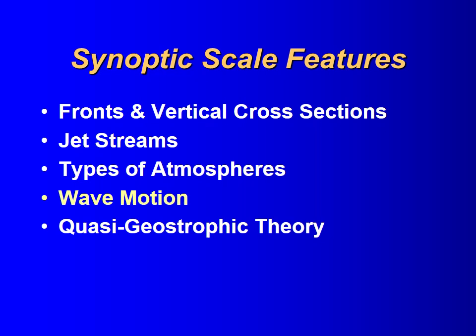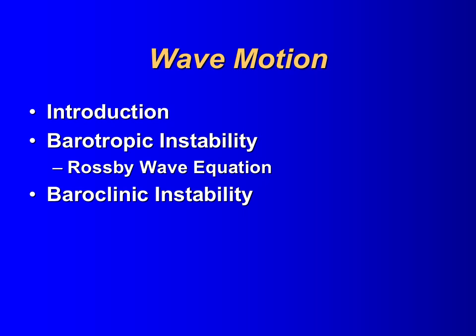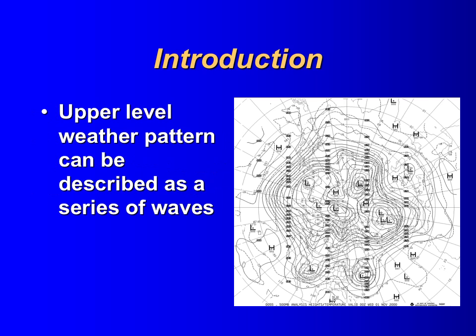We're into our synoptic scale features, and we covered fronts, vertical cross sections, jets, types of atmospheres, and now it's on to how waves in the atmosphere move. So we're going to start out describing waves, and then we're going to talk about two different types of waves in the atmosphere. We're going to look at long waves and short waves. Long waves move by barotropic instability, and short waves by baroclinic instability.